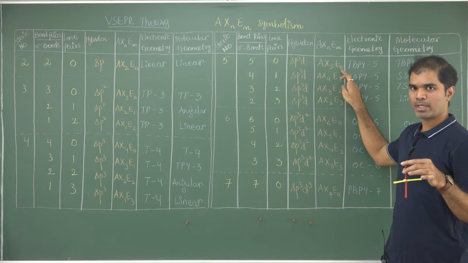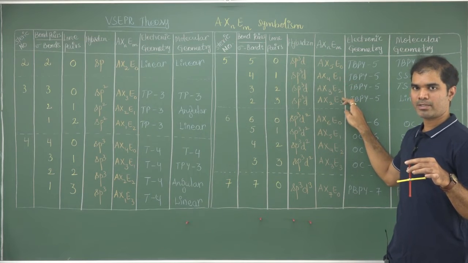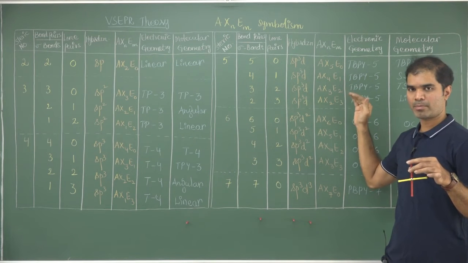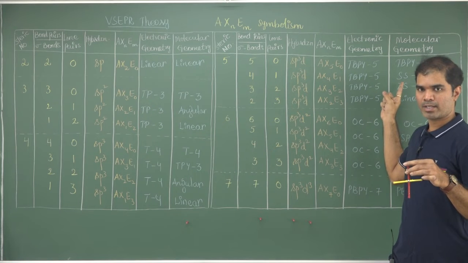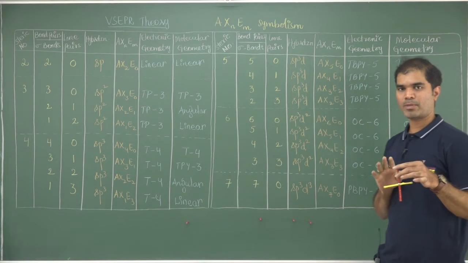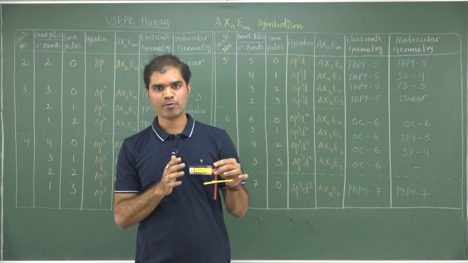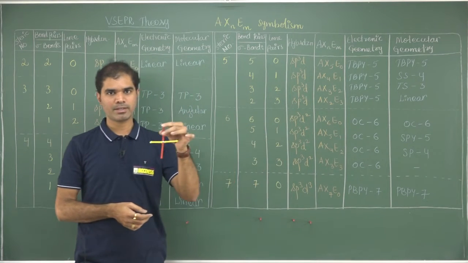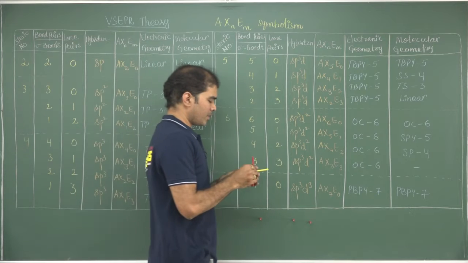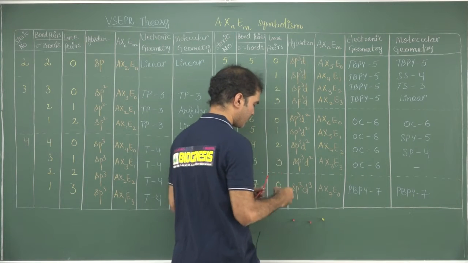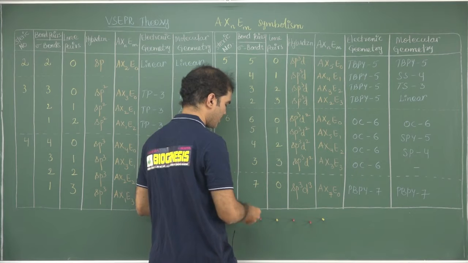AX5E0, no lone pair, 1 lone pair, 2 lone pairs and 3 lone pairs. As the lone pairs are increasing, the molecular geometry is also shifting. From trigonal bipyramidal it slowly moves to seesaw. From seesaw it moves to T shape. From T shape it is moving to linear. And whenever the steric number is 6, we have a classical geometry which we call an octahedron.